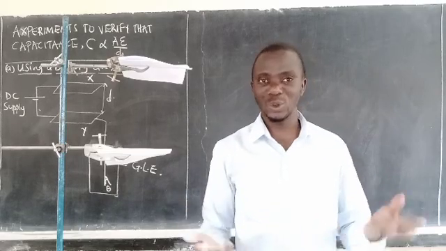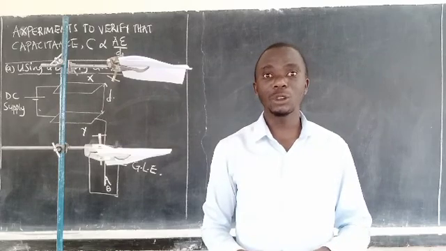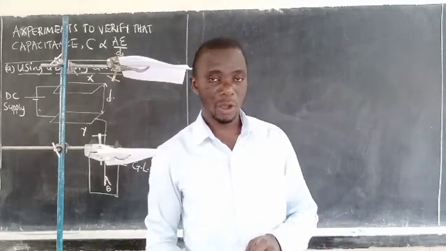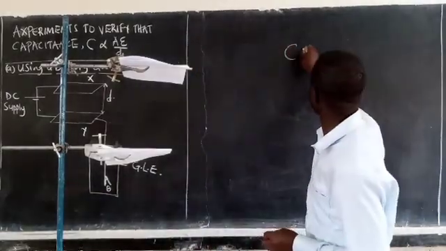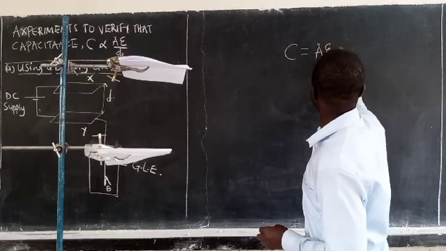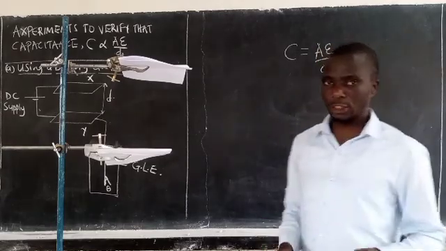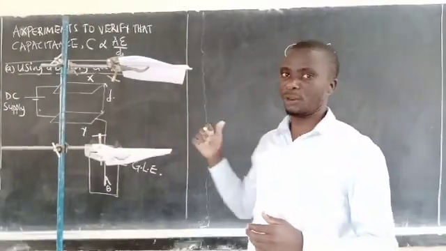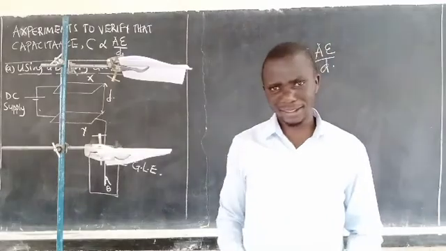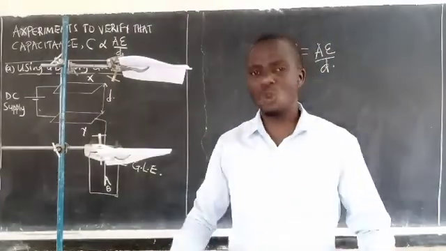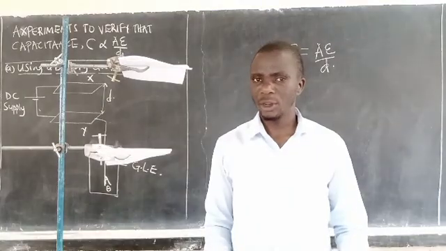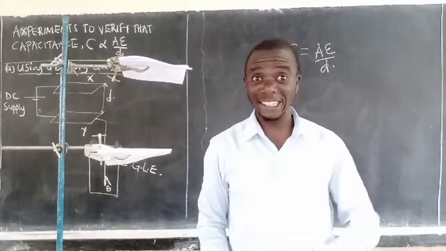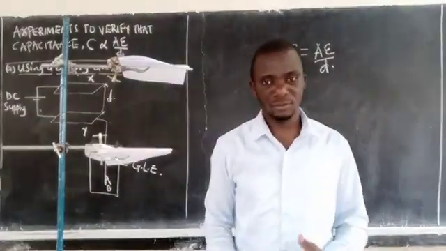Welcome once again to yet another lesson about capacitors. In our previous lesson, we were convinced that the capacitance is equal to Aε/d. That was the capacitance of a parallel plate capacitor. We proved that. But as scientists, we still don't just go and do things. We still have to confirm. We could have done it mathematically, but is it true in the real sense?